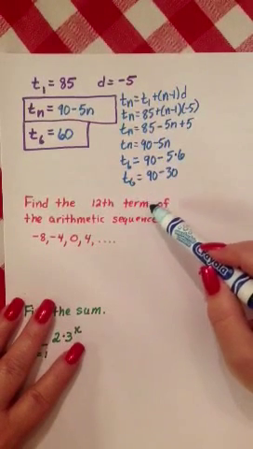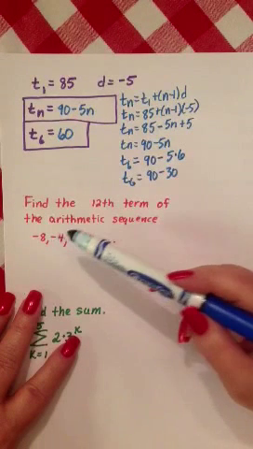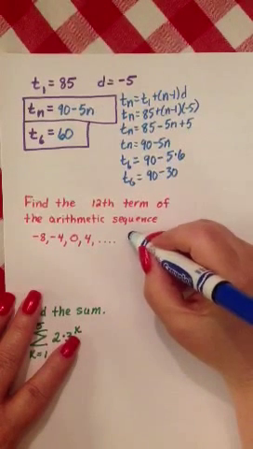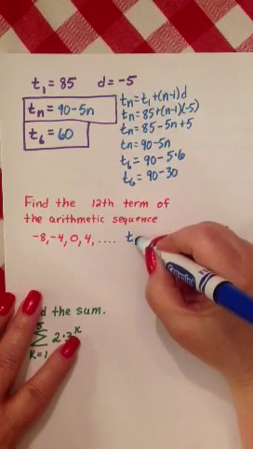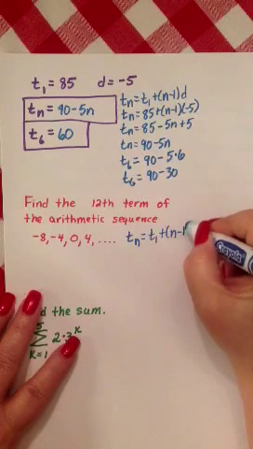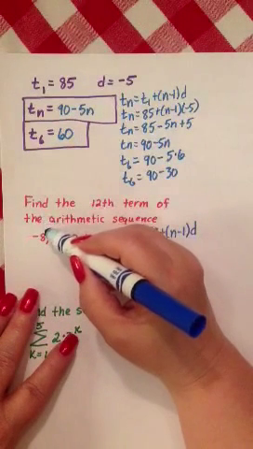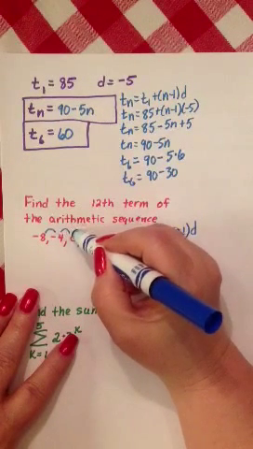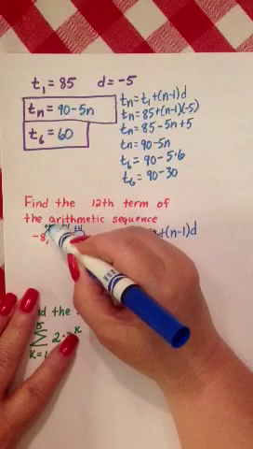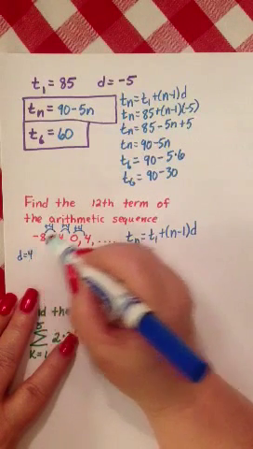It says, find the 12th term of the arithmetic sequence negative 8, negative 4, 0, 4, etc. Okay, so once again, quick reminder, for an arithmetic sequence, t sub n is equal to t sub 1 plus n minus 1 times d. You can tell here, to get from one term to the next, they're adding 4. Plus 4, plus 4. So in this problem, we know that d is equal to positive 4.